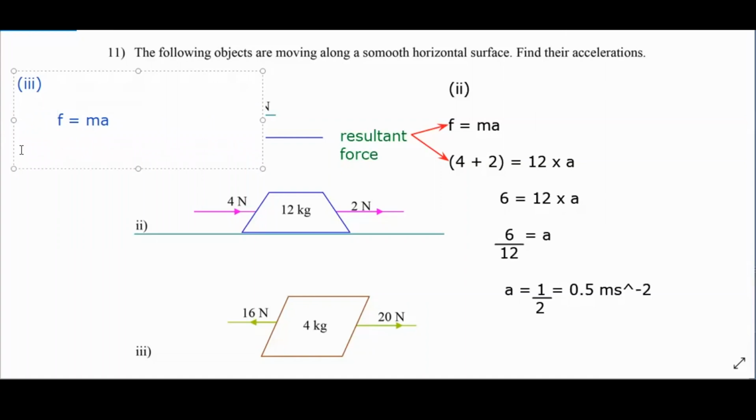Then what is the resultant force here? 20 Newton minus 16 Newton, sir. Yeah, bigger force minus smaller force. So what is the resultant force? Very good. 20 minus 16 is the resultant force. Mass is 4. Acceleration A. So 20 minus 16 is 4 equals 4 times A. So 4 and 4 cancel out. 4 divided by 4 is 1.